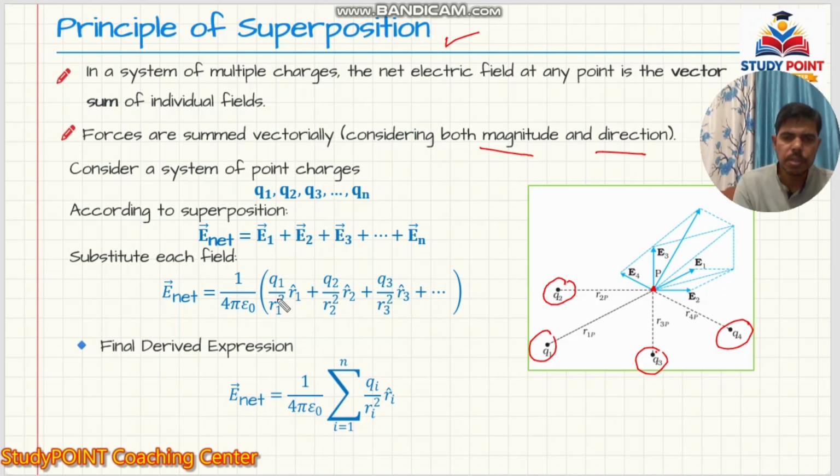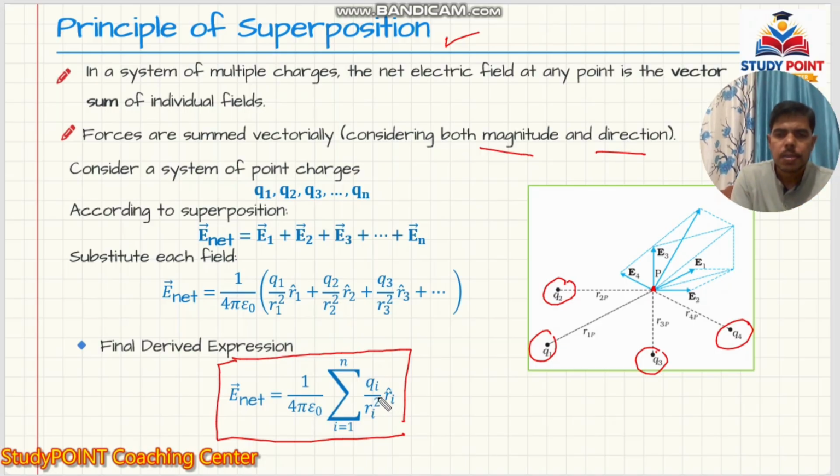Substituting each field, what will be the value of E1? It will be Q1 upon R1 square, R1 cap, Q2 upon R2 square, R2 cap, and Q3 upon R3 square, R3 cap, and so on. Finally, the derived expression will be E net equal to 1 upon 4 pi epsilon naught times sigma Qi upon Ri square, Ri cap, where i is the integer value, that is 1, 2, 3, 4, 5, 6, and so on.